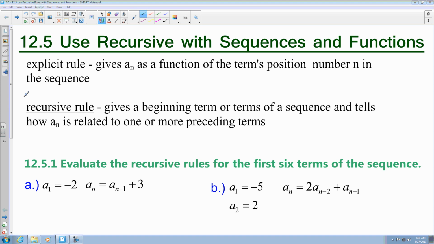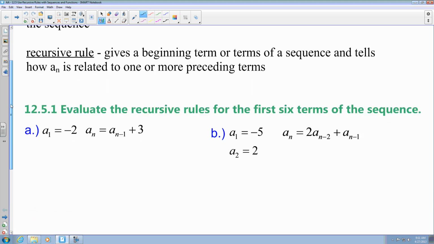For the recursive rule, you have to use one or more preceding terms in order to find the pattern in the sequence. So you would not be able to find a sub 20 directly, but you would have to find other values in the sequence to get up to that point. So it's used mostly for trying to find the first X amount of terms in a sequence, and I'll show you what I'm talking about with the examples.